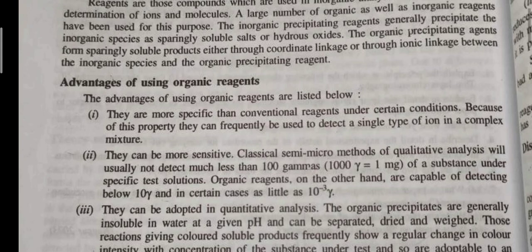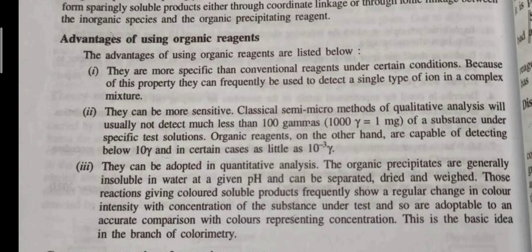Classical semi-micro methods of qualitative analysis will usually not detect much less than 100 gamma of a substance under specific test solution. Organic reagents, on the other hand, are capable of detecting below 10 lambda and in certain cases as little as 10 to the power of minus 13.